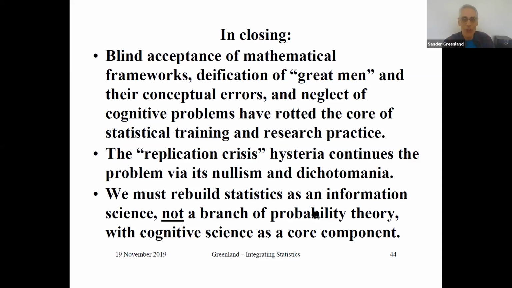Okay, very good. Sander, a couple of comments to close up your remarks. Well, as I said, I wanted to try and bring up one of my slides. So you can see that slide. This is my closing remarks: that blind acceptance of mathematical frameworks, deification of great men and their conceptual errors, and neglect of cognitive problems have rotted the core of statistical training and research practice. That's not uplifting. The replication crisis hysteria continues the problem via its nullism and dichotomania.